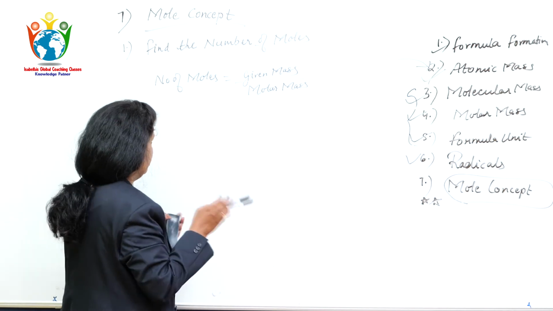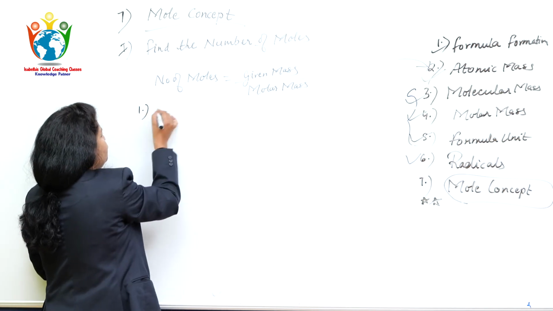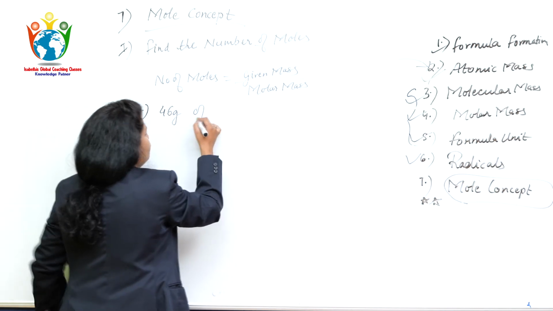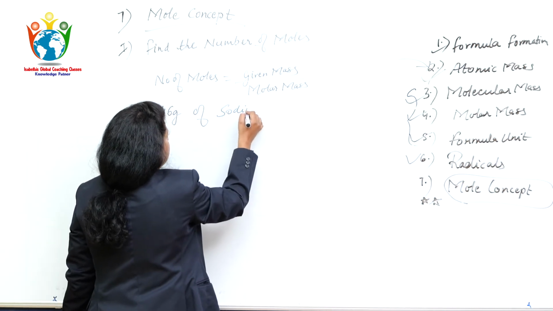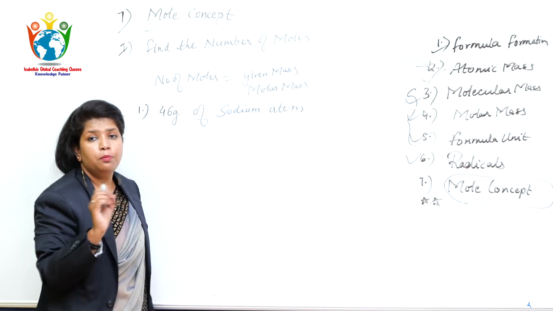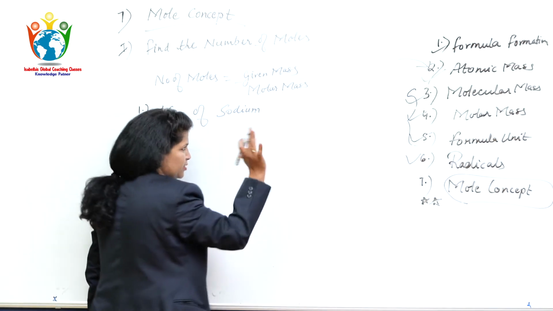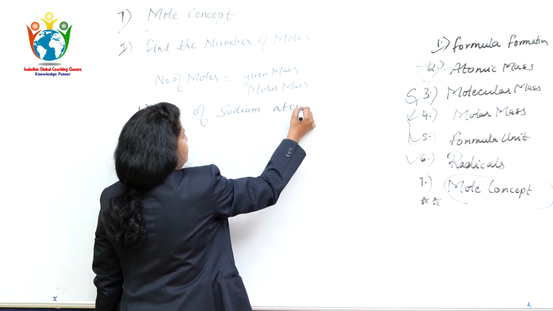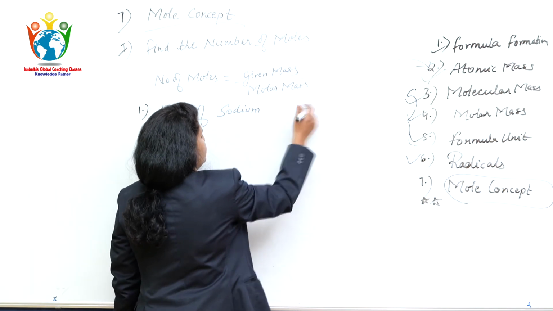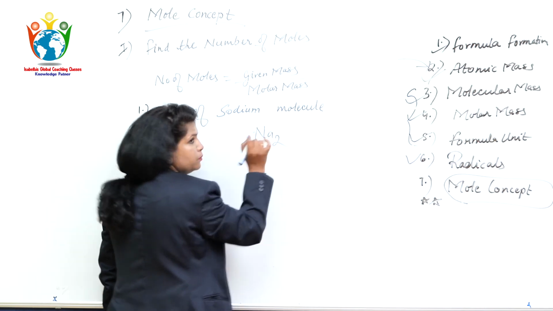Okay, I'll give you the question now. First question I am giving you: 46 gram of sodium atom. Now again I am talking about atom. It's very important, atom and mole. If I would have written molecule over here, first I will tell you what is atom. If I have written atom in the question, that means only Na. But if I am writing molecule, meaning more than one, that means Na2.